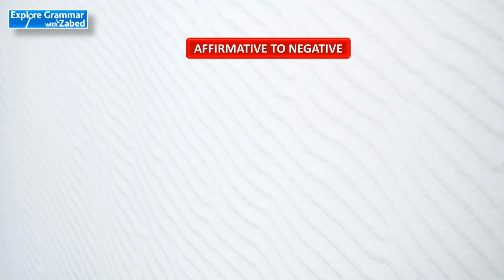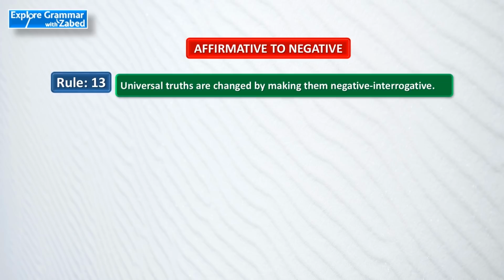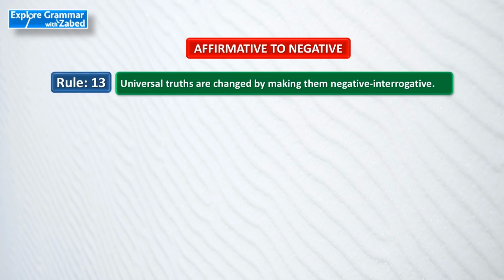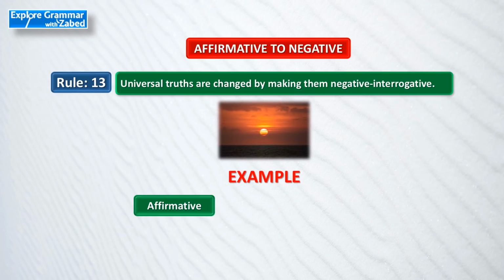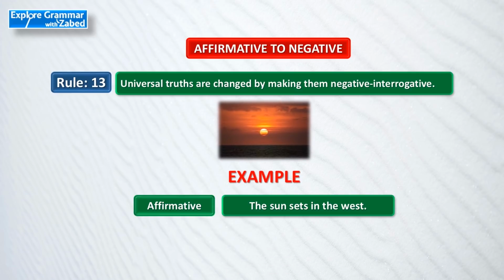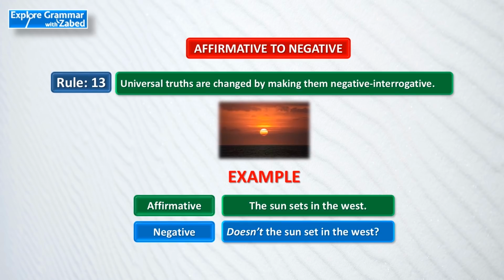Moving on with the following rule. Universal truths are changed by making them negative interrogative. For example, the sun sets in the west. After changing it from affirmative to negative, it becomes doesn't the sun set in the west? And we have closed the sentence with the sign of interrogation. This is all about the rules of changing an affirmative sentence to a negative sentence.